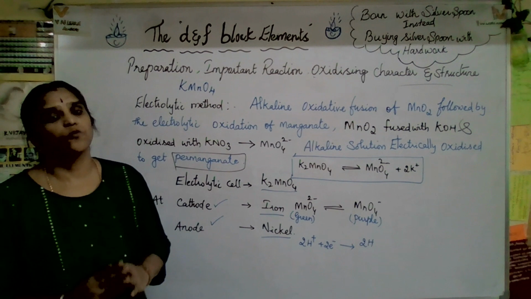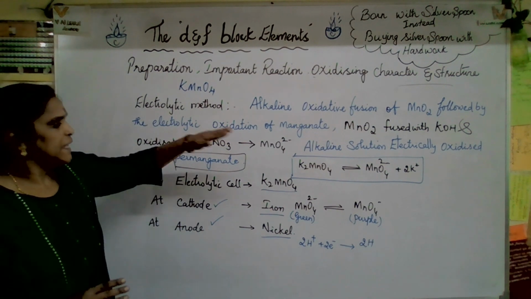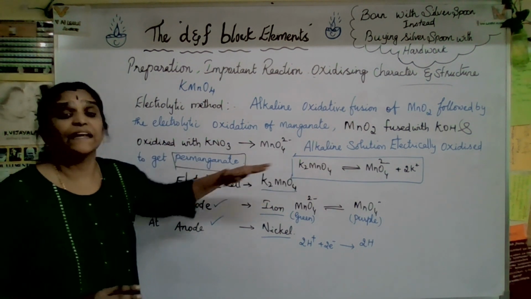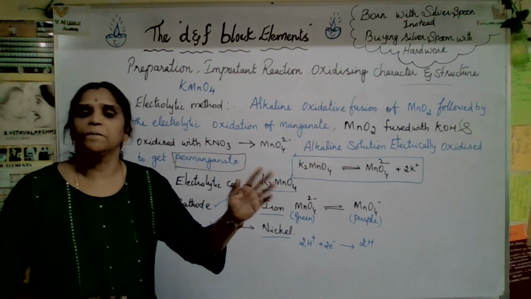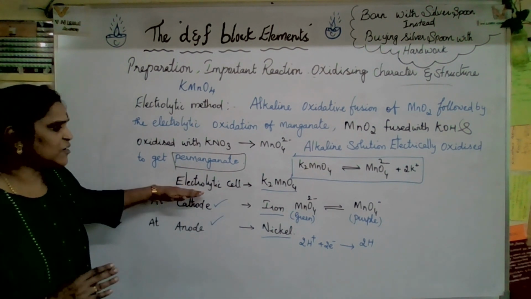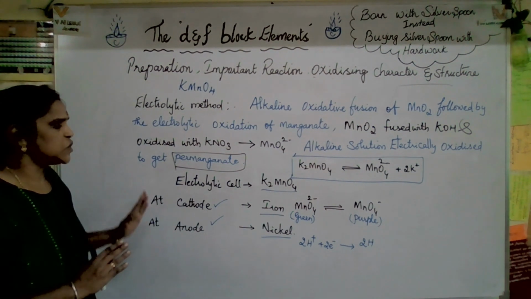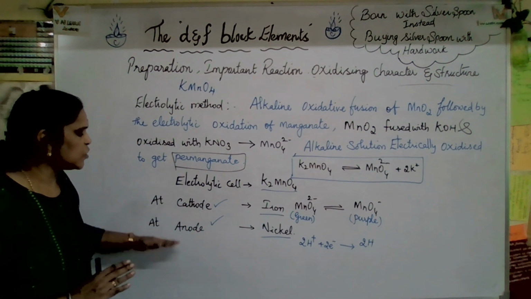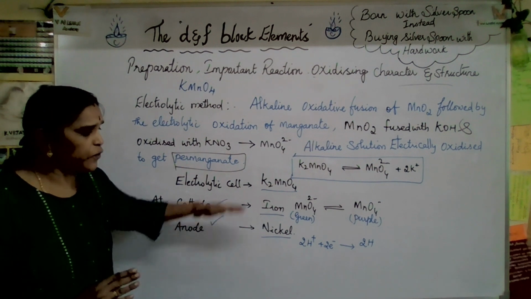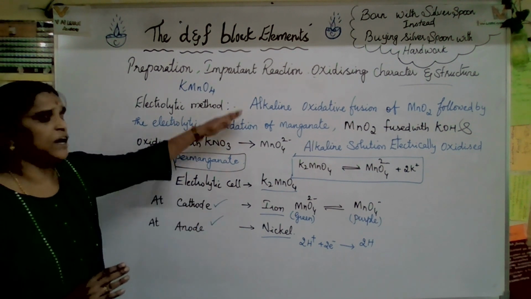Electrolytic method, it is so simple. You know, potassium manganate is converted into potassium permanganate. So in the electrolytic cell, what have we taken? K2MnO4. What is there at the cathode? What is there at the anode? Before going to the cathode and anode, let us go to that.